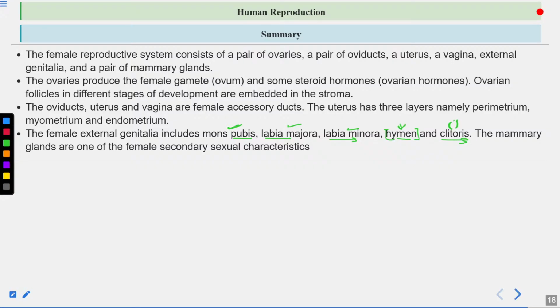Now mammary glands are one of the female secondary sexual characteristics. Okay, so mammary glands means breast. So what happens during puberty? There are a lot of physiological and morphological changes. There is a release of hormones, and these hormones lead to the development of secondary sexual characteristics. The development of mammary glands is one of the secondary sexual characteristics in females. Okay, so we have discussed the female reproductive system today.